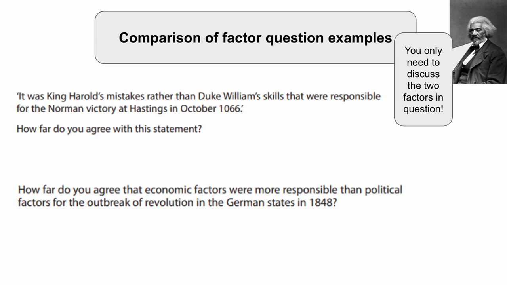The second example is from a Germany paper, and it says, how far do you agree that economic factors were more responsible than political factors in the outbreak of revolution in the German states in 1848? So again, it's only asking you about economic factors versus political factors. And as we've got some advice here from Frederick Douglass, who says you only need to discuss the two factors in question. So you don't need to bring something else in.